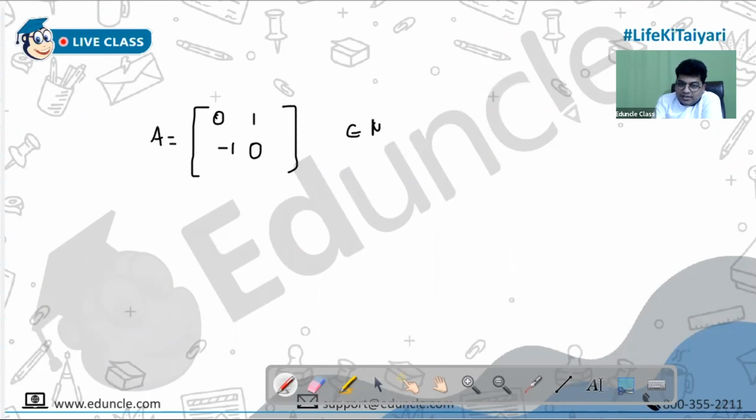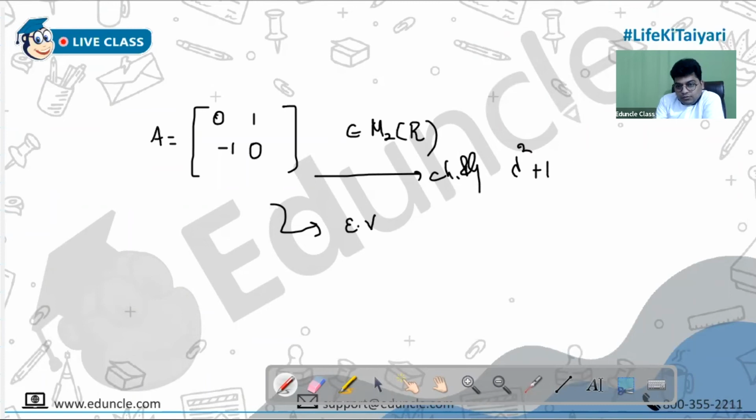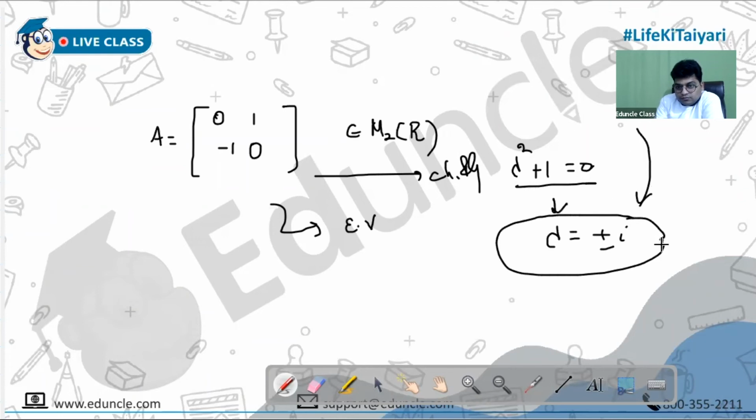Entries are real. Matrices are from M to R. What are the eigenvalues? Characteristic polynomial. Pranshu, matrix entries are real. It does not mean that the eigenvalues are also real. Okay? That can be complex also. Is it clear? Number one.